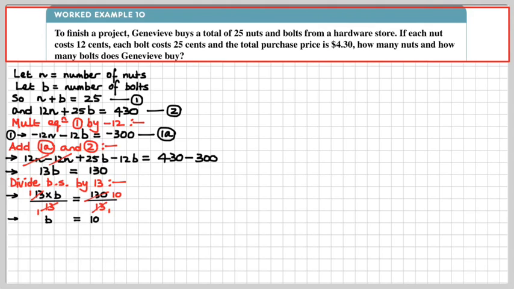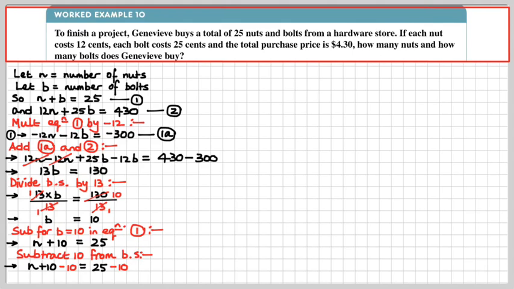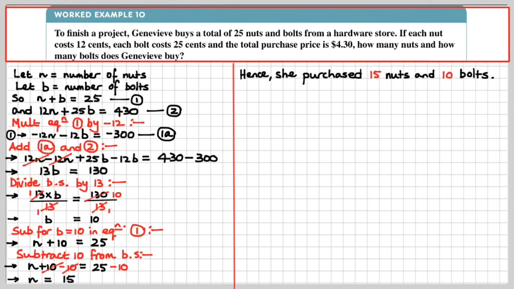Now we'll substitute b equals 10 back into somewhere. I think probably just put it in here, equation 1. It's nice and simple. So we've got n plus 10 equals 25. Therefore, what's n? 15. Yes, 15. And therefore, we've got 15 nuts and 10 bolts. Do you agree with me? And that's the answer. So I put a box around that.